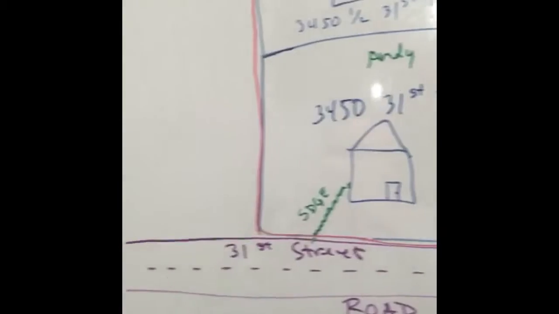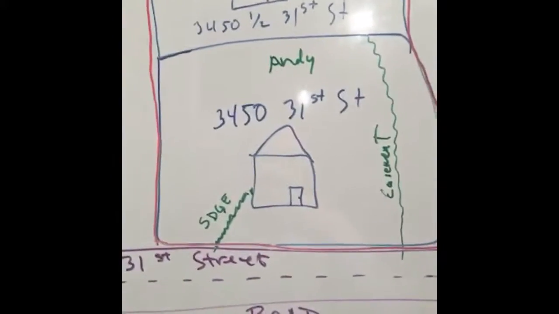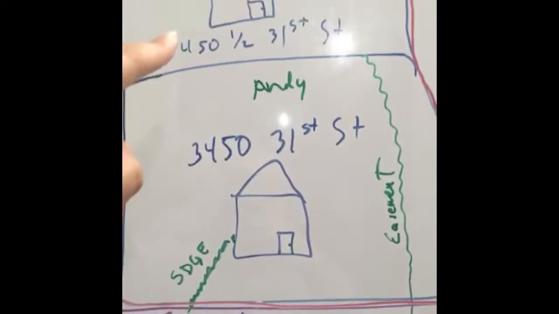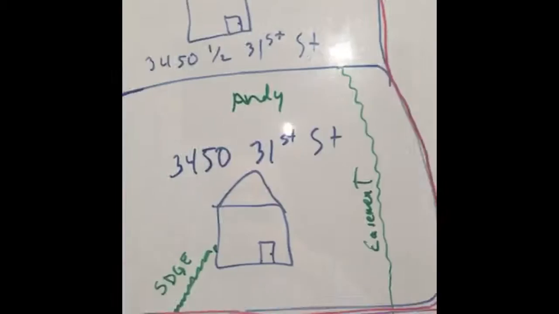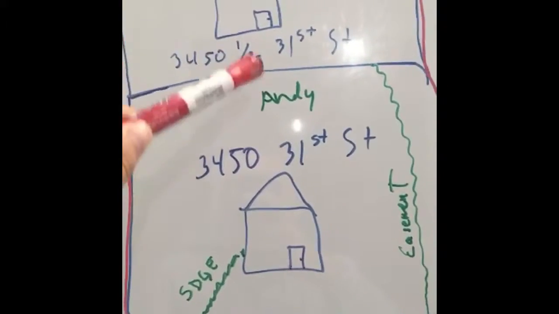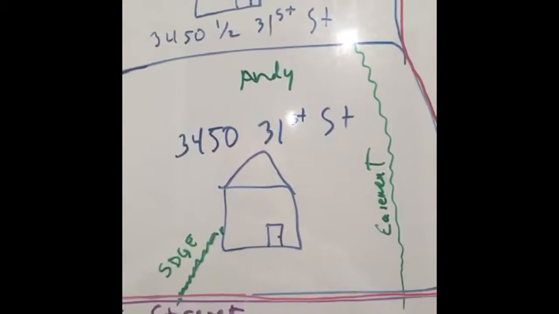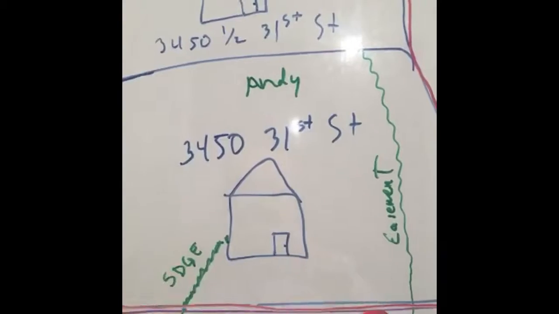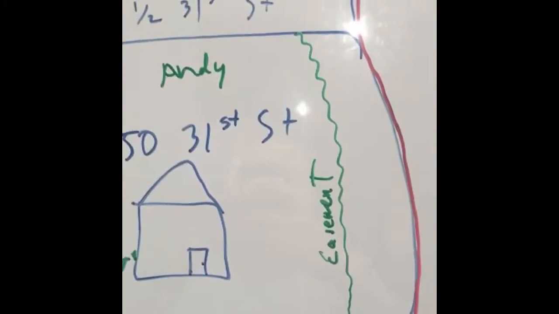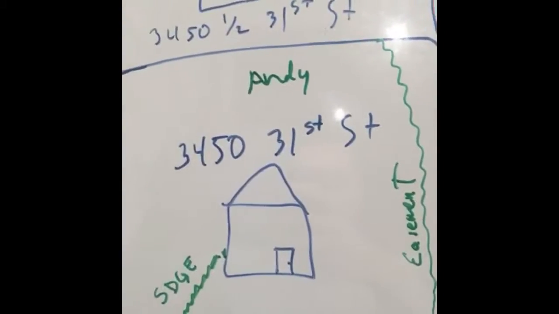So for example, this is 31st Street. First house is right here. Second house is on the back of 31st Street. So this is an easement. Andy owns here, Bob owns here. In order for Bob to access his own property, he needs to travel through Andy's property. So this is where an easement is created to enter the property.